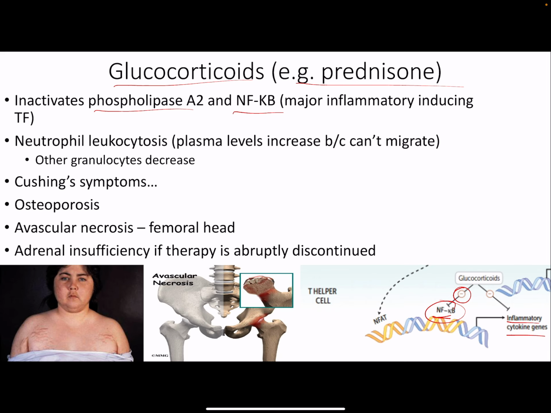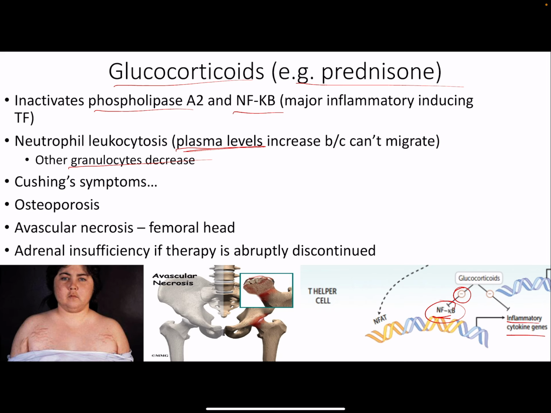The neutrophils can't migrate. And this is the same issue we saw earlier. If neutrophils can't extravasate to where the site of infection is, technically their levels increase in the plasma. And that's because they can't get to the site of the battle. Other granulocytes like the eosinophils and basophils will decrease though.